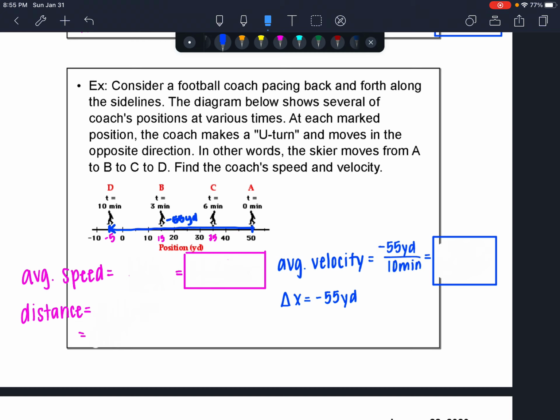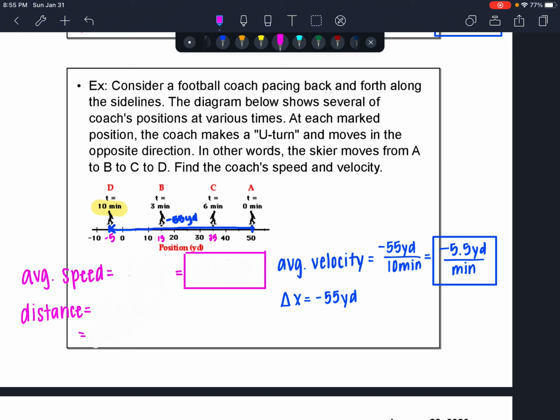Now, to find my average velocity, I just have to divide my displacement by my total time, and the coach was moving for a total of 10 minutes. So -55 yards divided by 10 minutes gets me an average velocity of -5.5 yards per minute. Now, the coach was pacing back and forth. He was backtracking. So there's a lot of his path length that I didn't consider in my calculation for average velocity. So let's compare this to an average speed calculation.